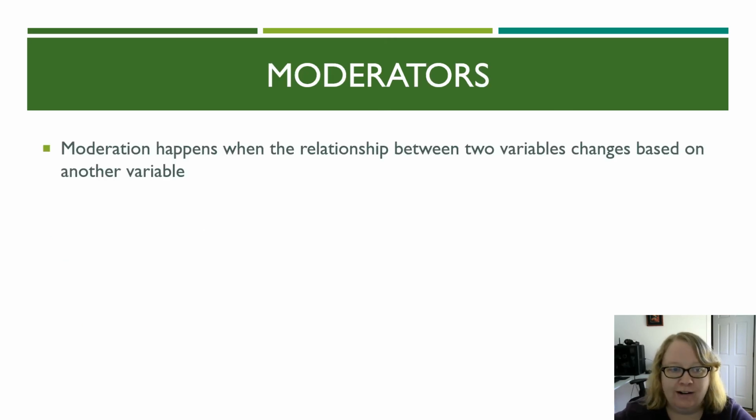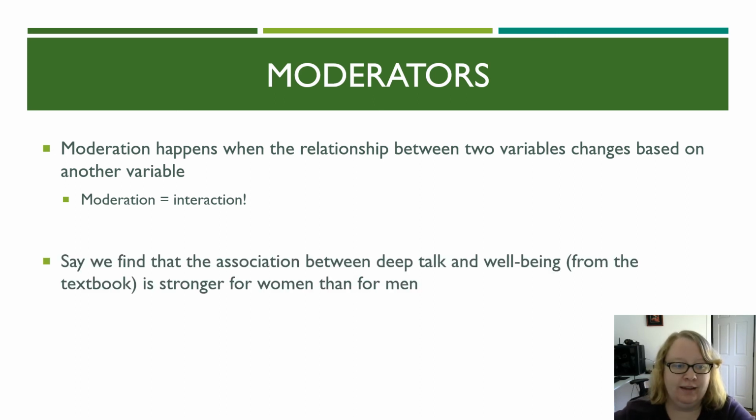All right, moderation, for a quick little overview, moderation happens when the relationship between two variables changes based on another variable. Moderation is an interaction. So you might hear it called an interaction effect when you're reading research articles, or when you're in methods too. All right, so here's an example of a moderator.